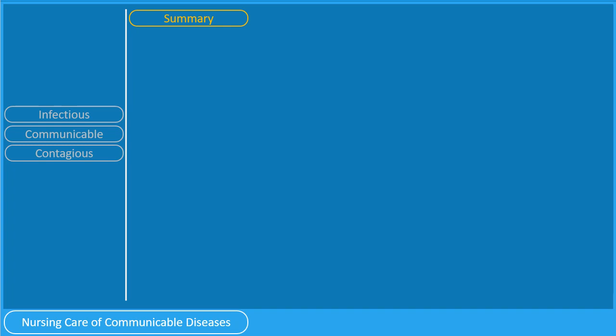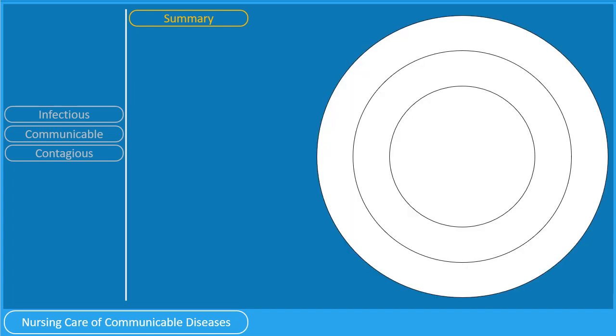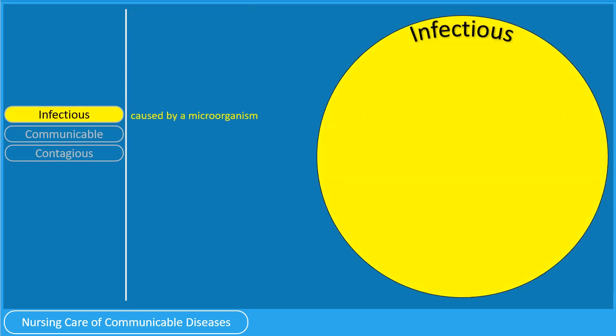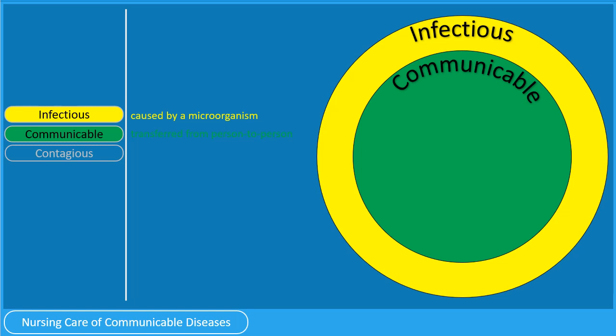Let us summarize the slides. Infectious, communicable, and contagious are descriptors that are best thought of as concentric circles that overlap with each other. The outer ring, or the broadest of these definitions, is the infectious disease, which is defined as any disease caused by a microorganism. The middle ring represents communicable diseases, which are diseases that are transferred from one person to another.